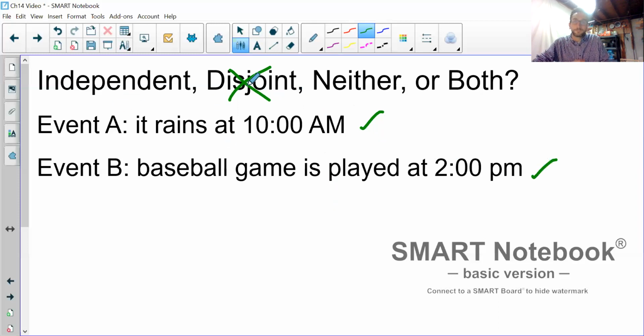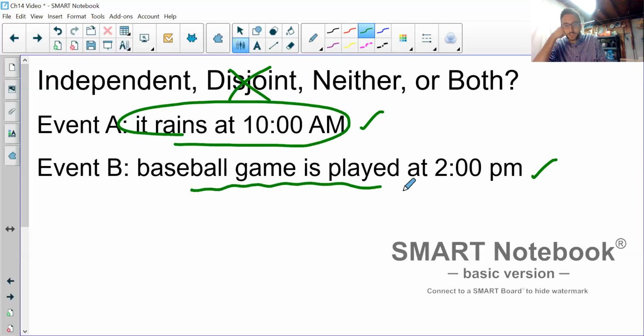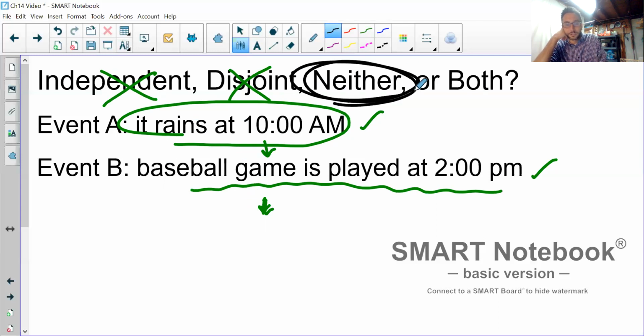Are they independent? If it rains at 10, does that change the chance the game is played at 2? Probably. If it rains at 10, it's probably a little less likely the game is played at 2. Who knows? Maybe it'll rain all day, right? Maybe the field's all wet or something, right? But it probably does have some impact on the probability the game is played at 2, right? We're assuming these are in the same day. So these are probably not independent because raining at 10 probably does change the likeliness the game is played at 2. And so here we have another neither situation.